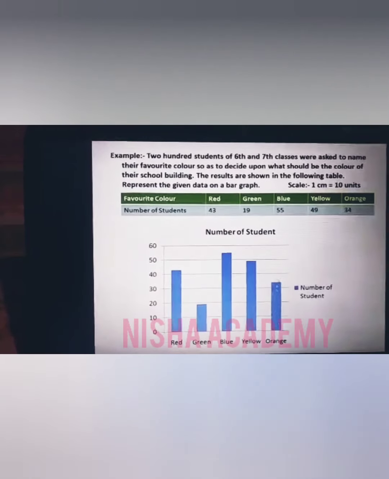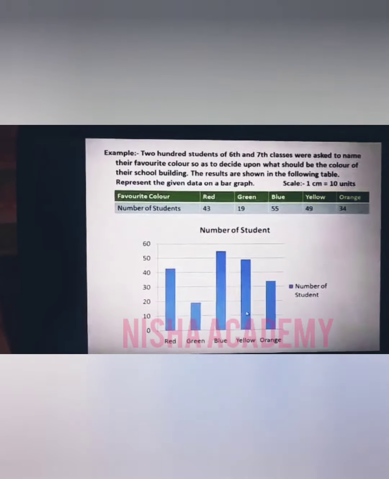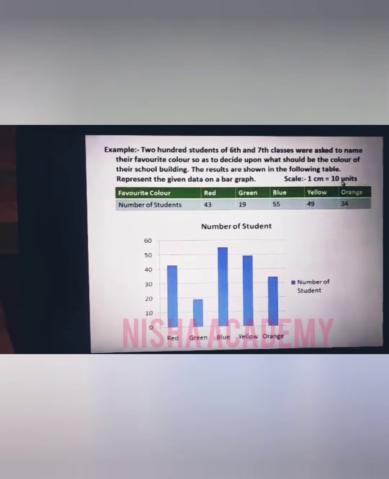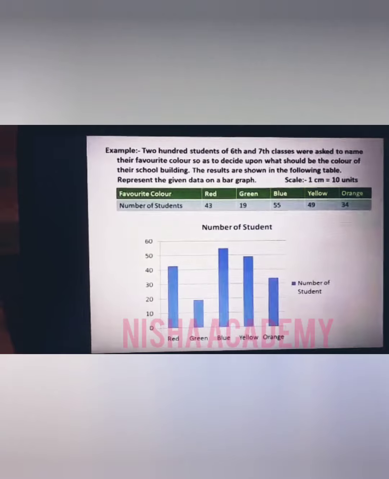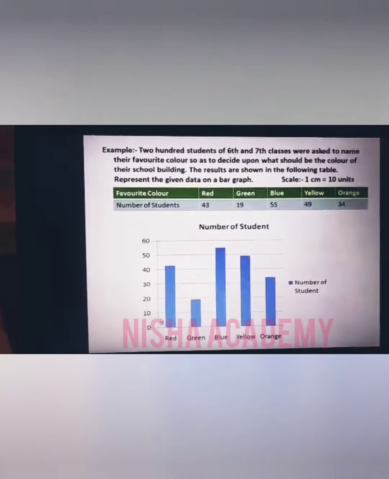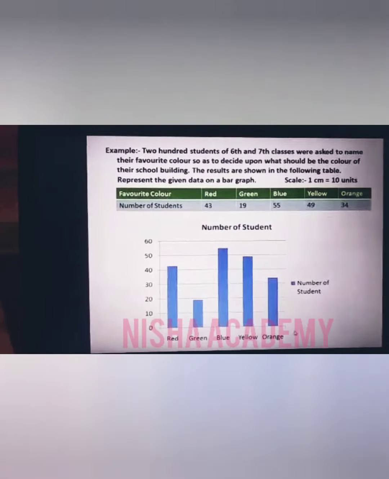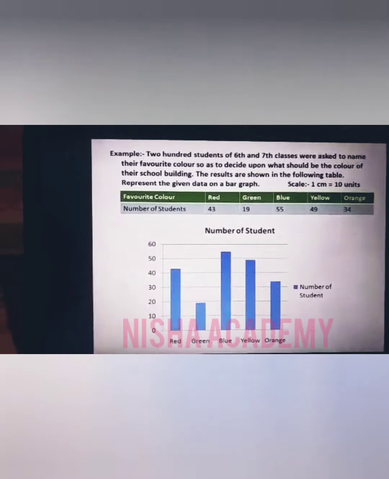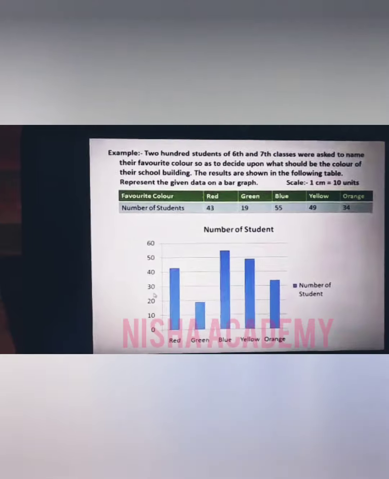You just need to draw the uniform bars. The main thing is to write the scale. How much is your 1 centimeter box representing? And what the x-axis is showing, the favorite color, and the y-axis shows the frequency, that is, the number of students.